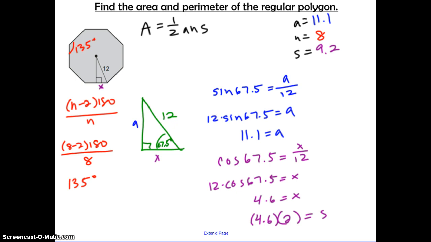So lastly, we want to take all of that information and then plug it in to our formula. 11.1 is the apothem, n is 8, and our side length is 9.2. And when you multiply all of that, you'll get 408.5 units squared.